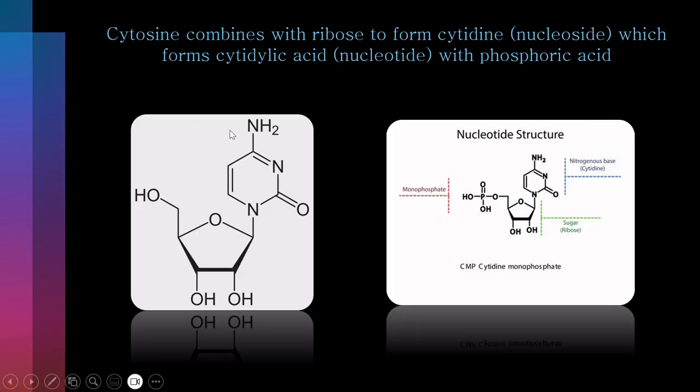Now coming to cytosine. Cytosine with ribose sugar is cytidine, which is a nucleoside. That cytidine combines with the phosphoric acid unit to give a nucleotide, which is cytidylic acid or cytidine monophosphate, CMP.